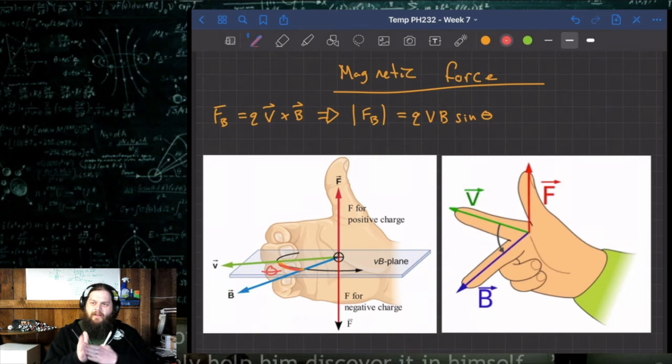Basically, if your magnetic field is parallel, or say, 180 degrees or 0 degrees from your velocity, so if it's traveling directly into the magnetic field or directly away from the magnetic field, sine of theta is going to be 0. So your magnetic force is going to equal 0 in that case.